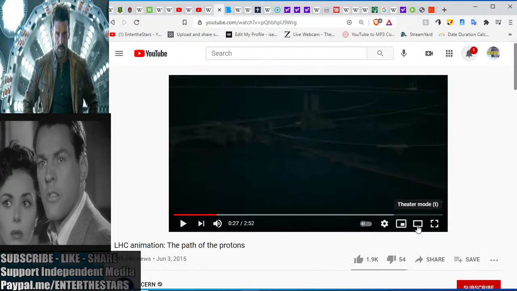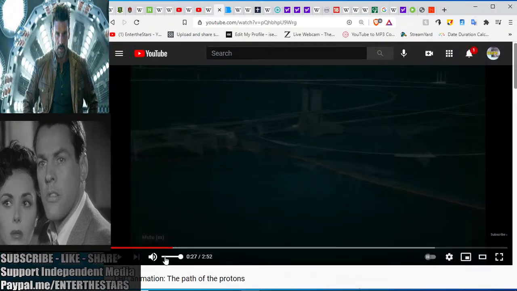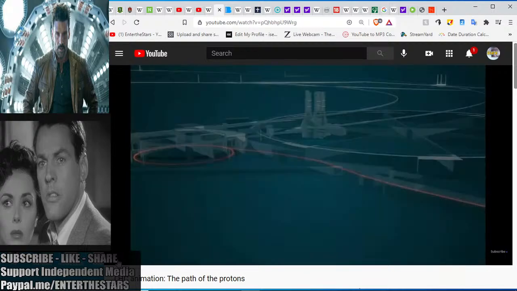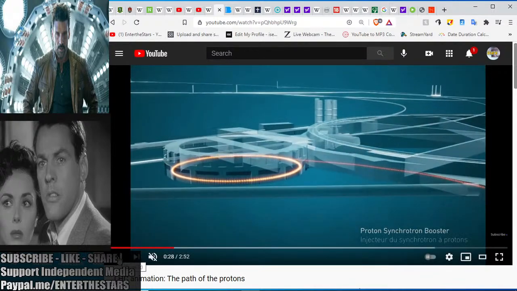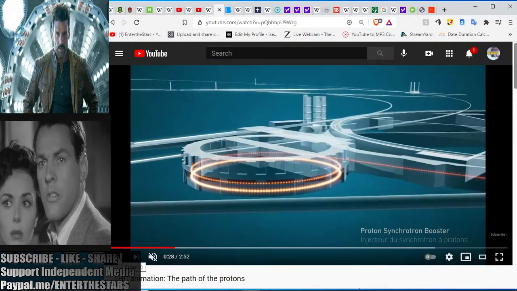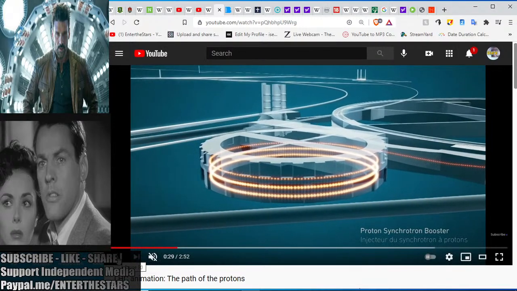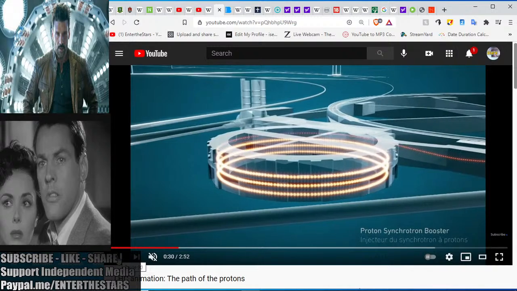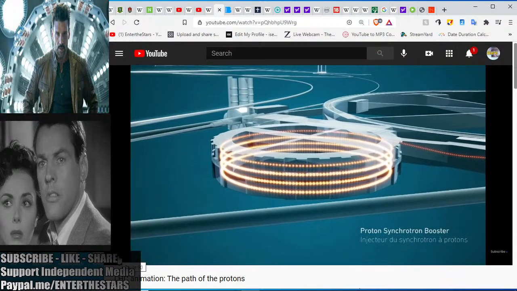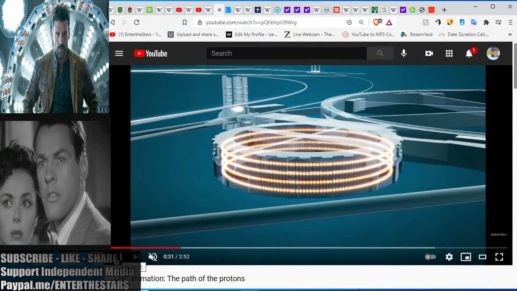Now, I pulled up this CERN video here. We're going to play just a few seconds of this. We can turn the sound off, I think. And you'll see that the particles actually do spiral. Here's one leg. This is the synchrotron booster. They send the particles into a spiral as it builds. It looks like it goes up four levels before it shoots off into the next phase.